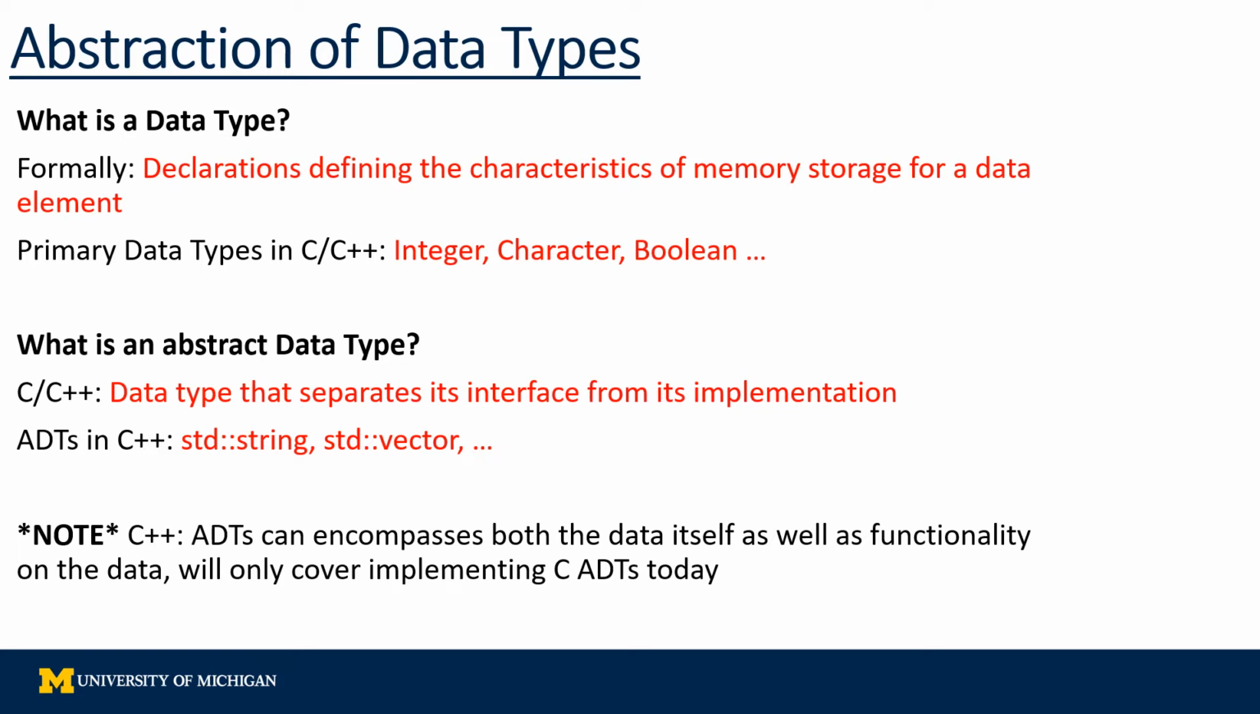So this is just a side note. In C++, abstract data types encompass both the data itself as well as functionality on the data. And today we will only be covering implementing C abstract data types.